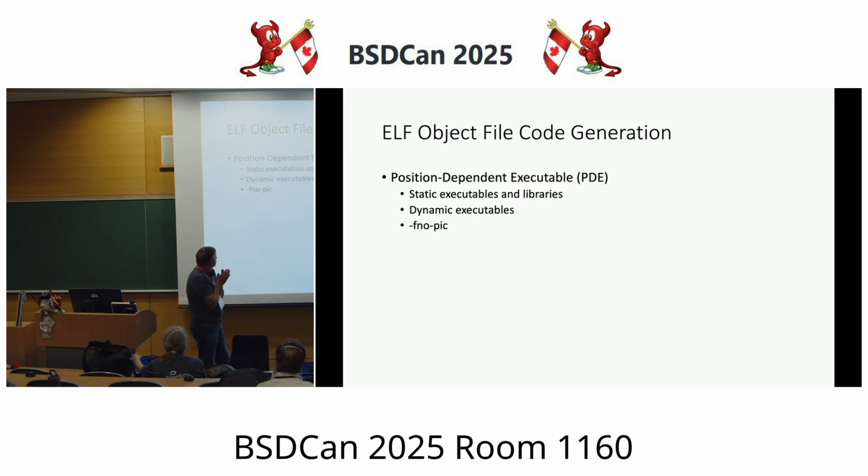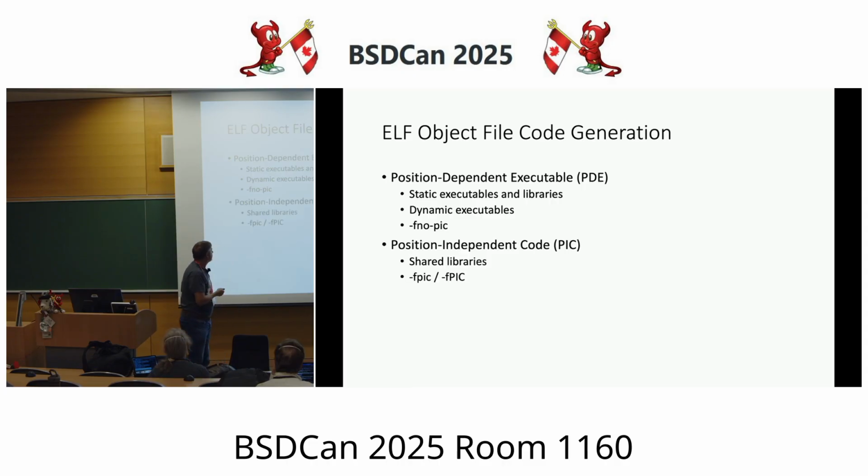So the first one is something called position-dependent executables, or PDEs. And this is kind of the oldest version. It would typically be used for static executables and libraries, but can also be used for dynamic executables, which gets interesting later on. If you wanted to definitely generate this version, you would use -fno-pic with either Clang or GCC to get this type of code generation.